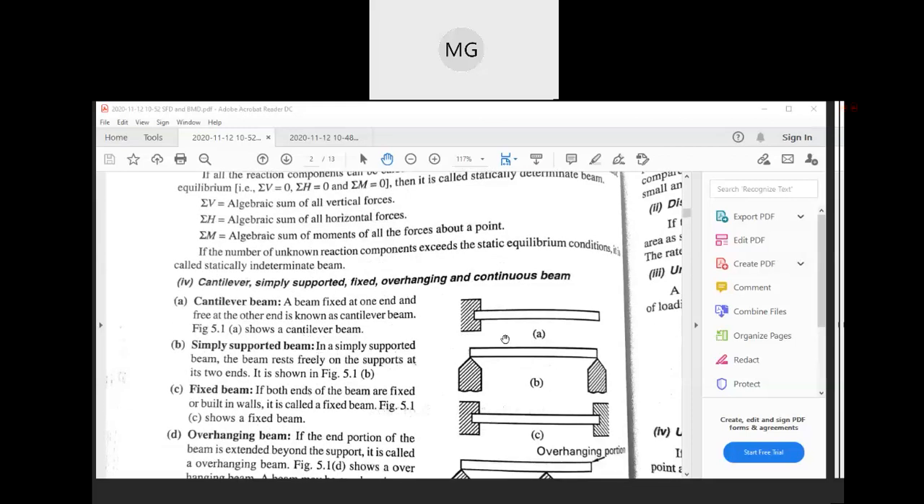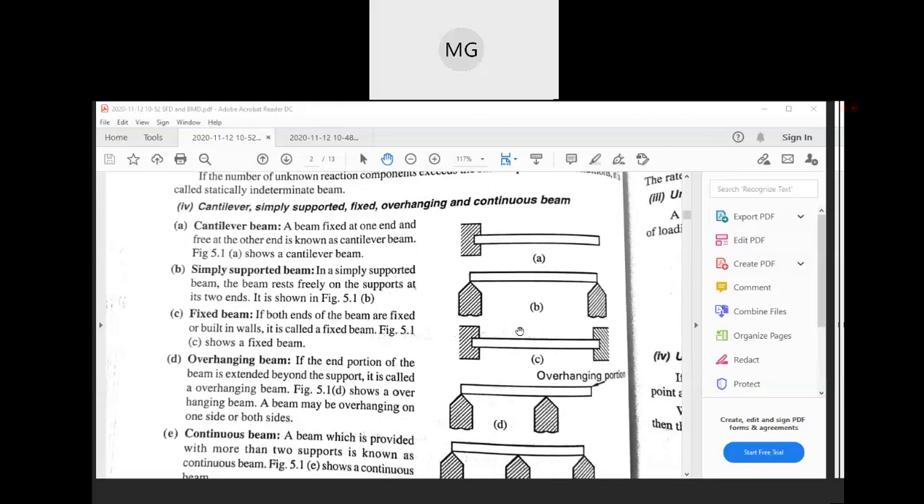Now here, definitions as well as examples are given. So in the exam they may ask this: types of beams and explain them. So give a one-sentence explanation, meaning a definition, and then you draw the sketch. A cantilever beam is fixed at one end and free at the other end. So this is the example. One end is fixed, the other end is free.